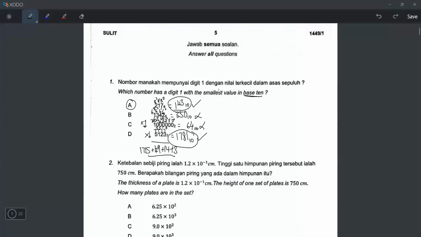But I do want to point out that sometimes they will use the word smallest digit, just like the last set I did, which is the Kertas paper.